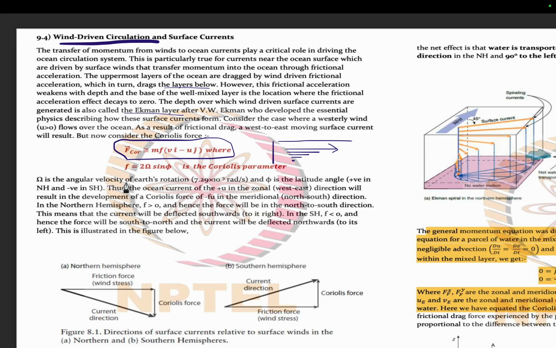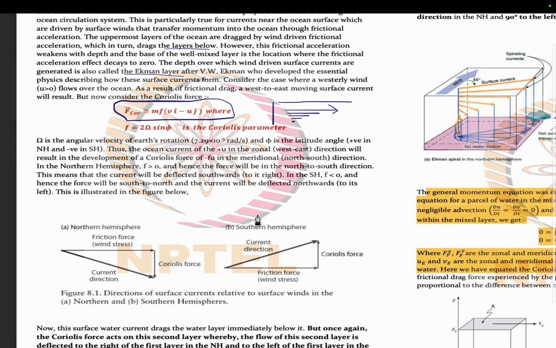Omega is the angular velocity of Earth's rotation. Its typical value is 7.29 times 10 to the power minus 5. If the ocean current has plus u, that is, it has a positive zonal direction, west to east, it will result in the development of a Coriolis force of minus f u in the meridional direction.